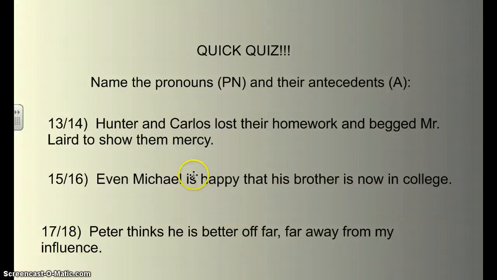You cheated. In the first sentence, you have Hunter and Carlos as your antecedents. There refers back to both Hunter and Carlos. It's a collective personal pronoun. And it's actually the possessive personal pronoun. And them is the objective personal pronoun referring back to Hunter and Carlos. In the second sentence, you have the personal pronoun, and it's possessive, of his, referring back to Michael. And in the third sentence, you have he as a personal pronoun referring back to Peter.